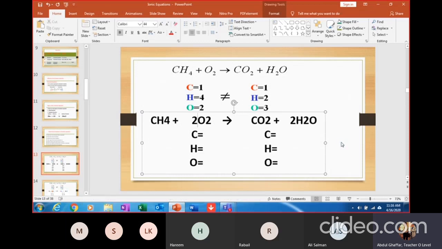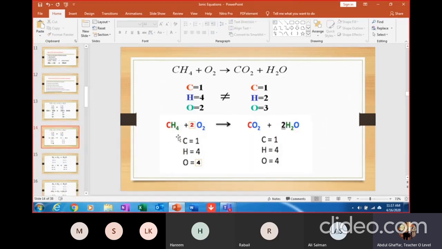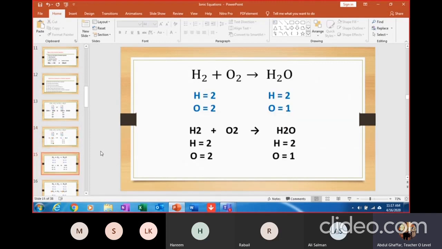And look at this one. Carbon is 1, hydrogen 4, oxygen also 4; carbon is 1, hydrogen 2 times 2, which is 4, and oxygen 2 plus 2, which is 4. Now this is a completely balanced chemical equation, right? Okay, and then there is another chemical equation. Look at this one.